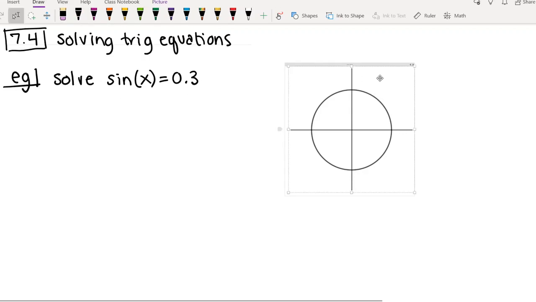So 0.3 is not one of the familiar x or y coordinates on the unit circle, right? Like it's not 1/2, it's not square root of 3/2, it's a different number. And so when you see something like that, that's what tells you that you're going to have to use inverse trigonometry and a calculator. So we'll get to exactly how that part goes in a minute.